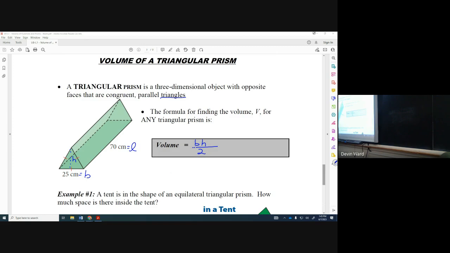Since we're using height as height here, this long side is going to be my length. So I have base times height times my length, all divided by 2. Okay? So I still have the area times another dimension, which is my length in this case. So the volume is going to be base times height times length, but divided by 2. Okay?